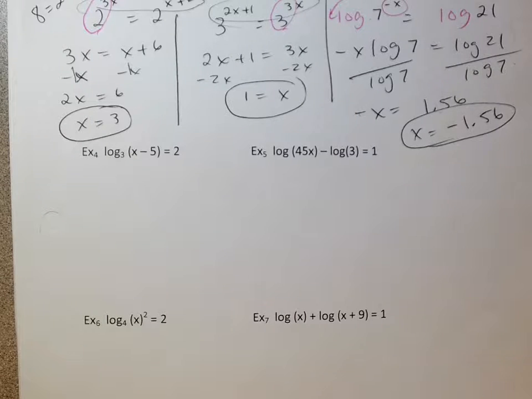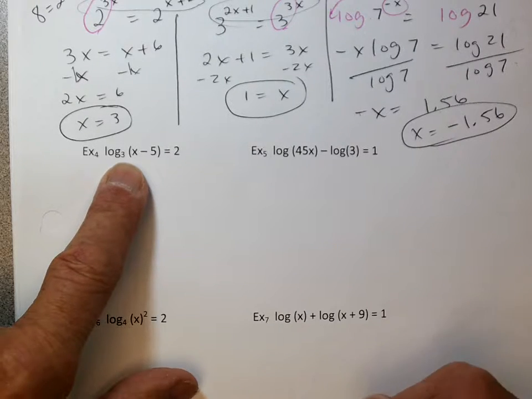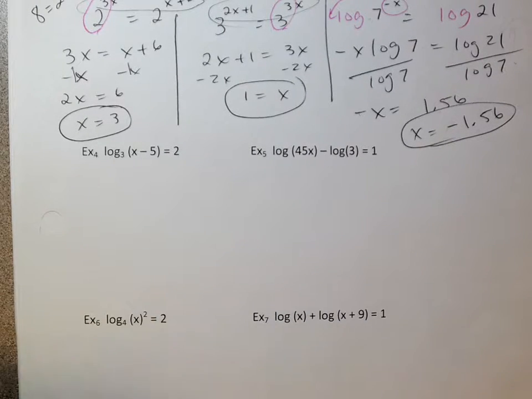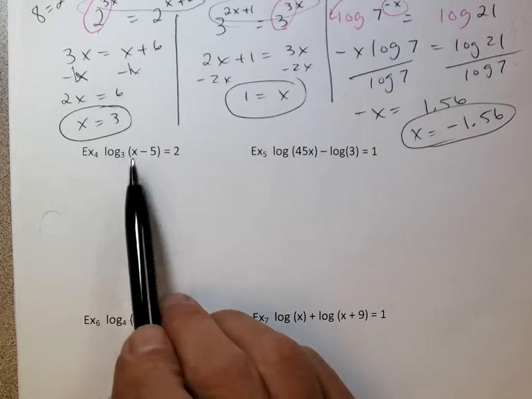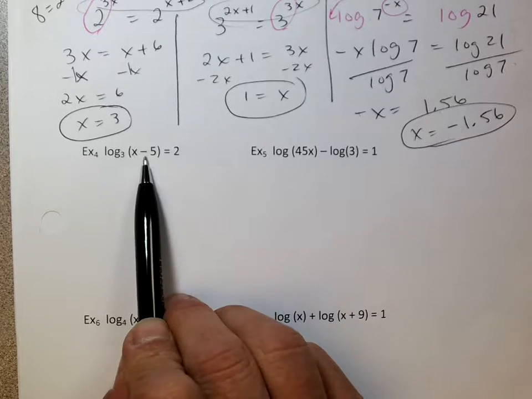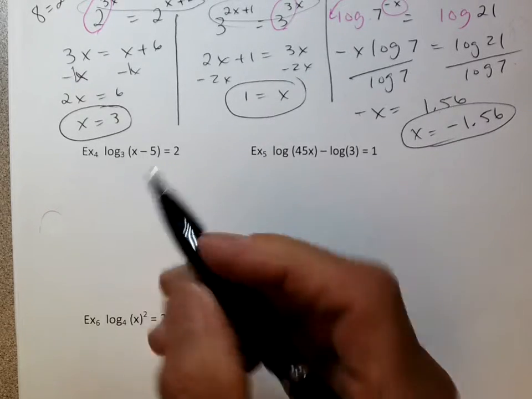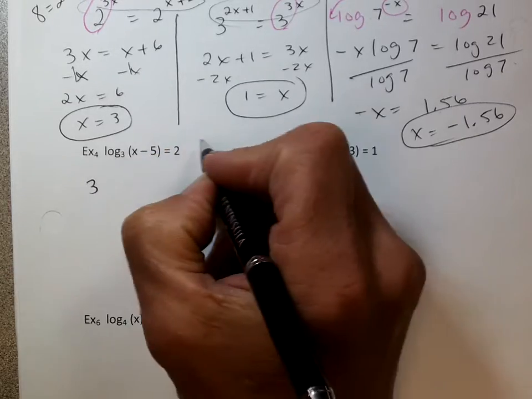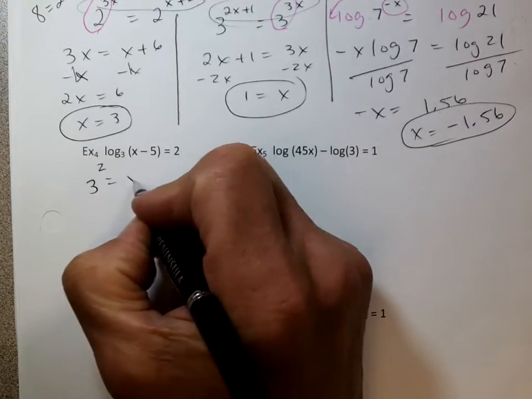Now number 4 is different because there's no exponent. So what I'm going to do is use my log rule. I'm going to change this from log form to exponential form. I'll say it, and then I'll do it. I'm going to go 3 to the 2 power equals what's inside. So we're going to go 3 to the 2 power equals my x minus 5.